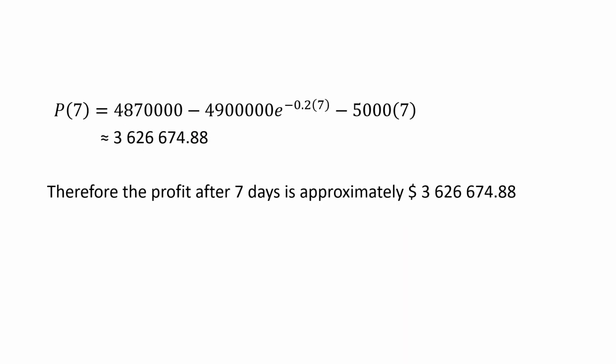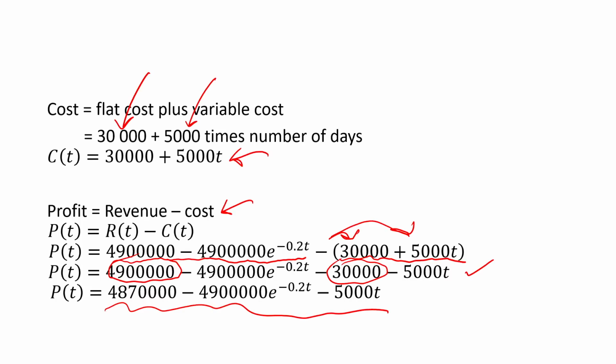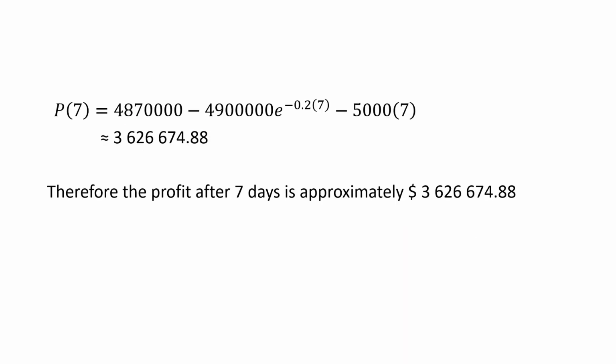Okay, well, what's the profit after 7 days? We just simply have to plug that straight in here. So we plug in a 7 for t, and we let our calculator do the heavy work, and we get $3,626,674.88. That's the profit after 7 days.